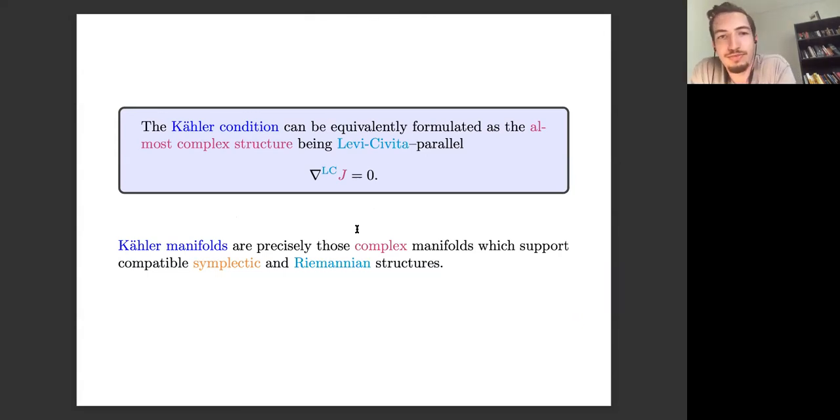It's more illustrative to give the following definition, however, namely that one can express the Kähler condition as the almost complex structure J, which is underlying the Kähler structure, being parallel with respect to the Levi-Civita connection. This is probably the most enlightening of all the definitions because it expresses the compatibility between the structures.